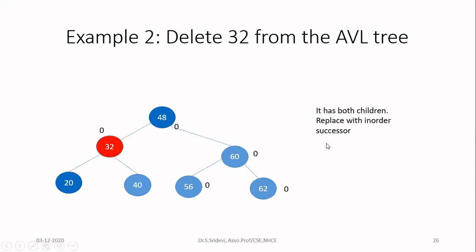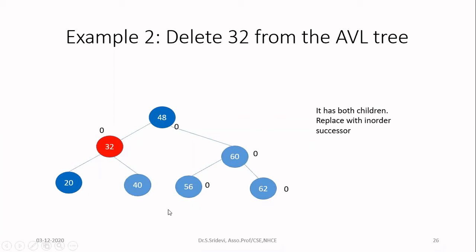So where will the in-order successor be available? In the right subtree. So I have to go to the right subtree of that 32. I have to find out the smallest number in the right subtree because that will be the immediate next number. Successor means next number. So find the smallest number in the right subtree. So my right subtree of 32 is having only one number. So I have to choose that only. That is the in-order successor. So now for this particular diagram, the in-order successor is 40.